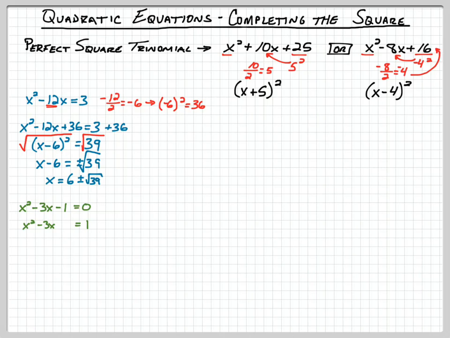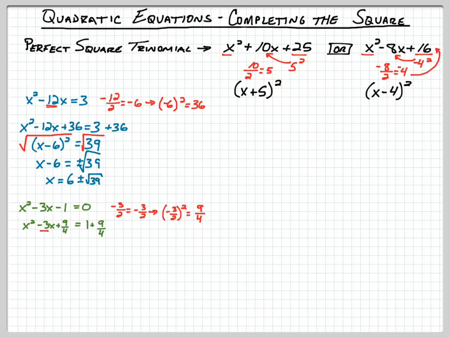Leave a little space. What we need to do is take our middle term, that negative 3x, and divide that by 2. Negative 3x divided by 2, well, we'll just leave it at negative 3 halves. Nice and easy. We take that, we square it, and that's what we're going to add to both sides of the equation. So we're going to add negative 3 halves squared, which is 9/4. That gets added to both sides of the equation.